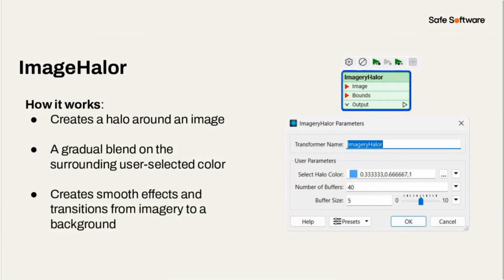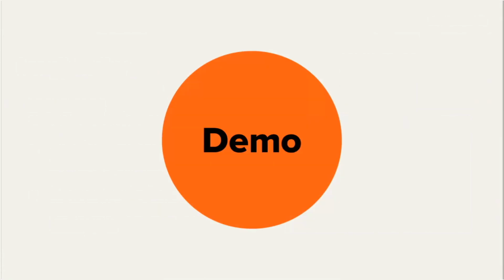Keep in mind your image that you're bringing in needs to be georeferenced for this transformer to work. As a result, it creates smooth effects and transitions from imagery to a background. So you can use this in your presentations, websites, or whatever you need. It's usually used for focusing on a particular area, an area of interest, for example. So jumping into the demo.